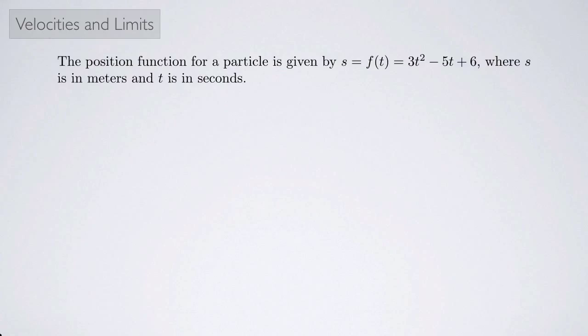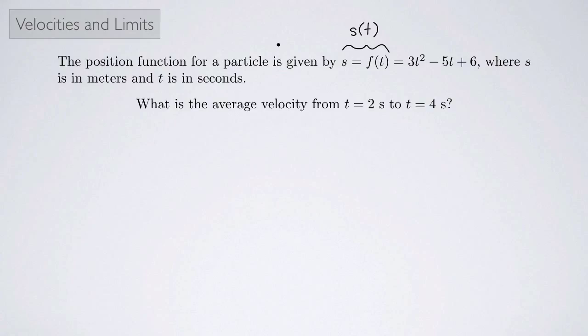So let's suppose the position function for a particle is given by s equals f of t, which equals 3t squared minus 5t plus 6, where s is in meters and t is in seconds. And by the way, sometimes you'll see this s equaling f of t shortened to s of t, or displacement as a function of time. And so the first question we want to ask is, what is the average velocity from t equals 2 seconds to t equals 4 seconds? Notice it's average velocity, and so it's asking about a time interval.